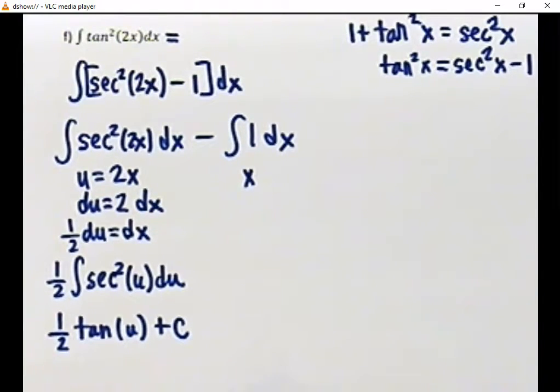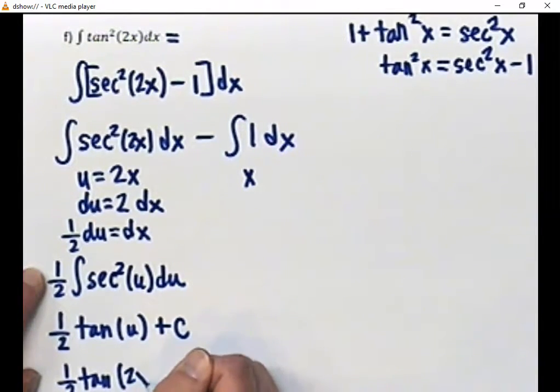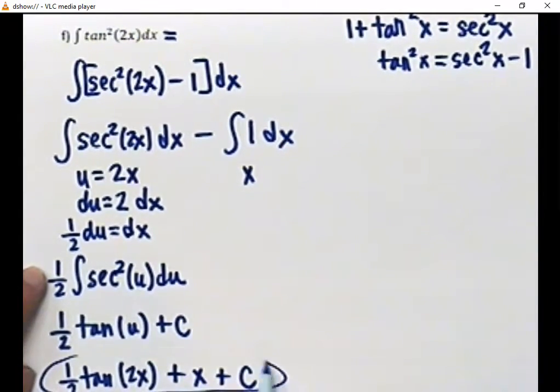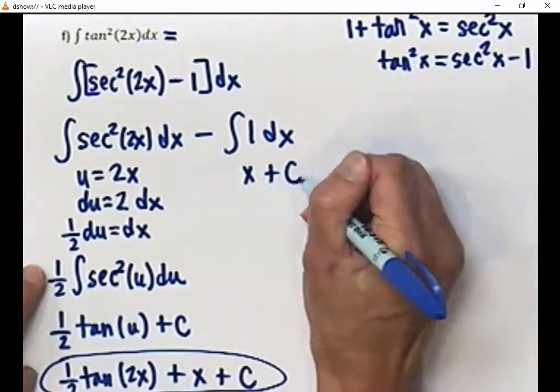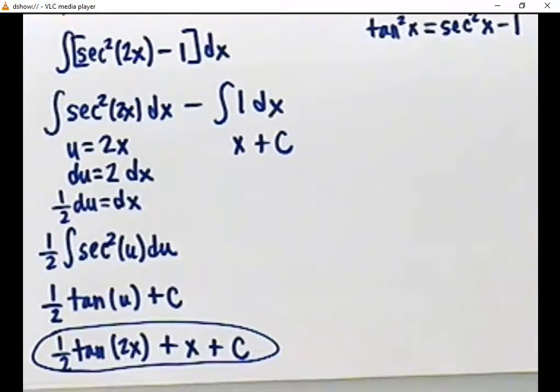Yeah, so don't forget you don't want to leave u. As long as I put it back in terms of x, we should be fine. So that's a 2x. Then I can go ahead and add the x in from that. And I only really need to put on 1 plus c. Technically, they each have one, but adding the two constants together just makes another constant. So you can just make it 1 plus c at the end.